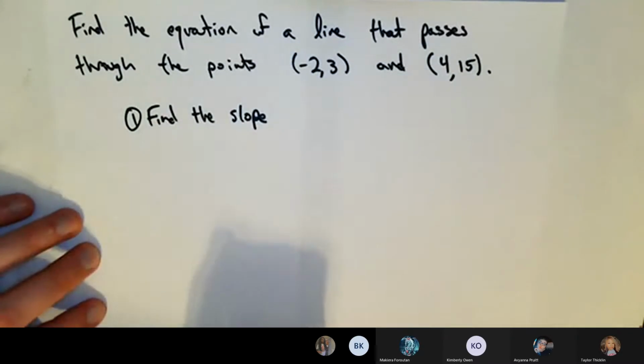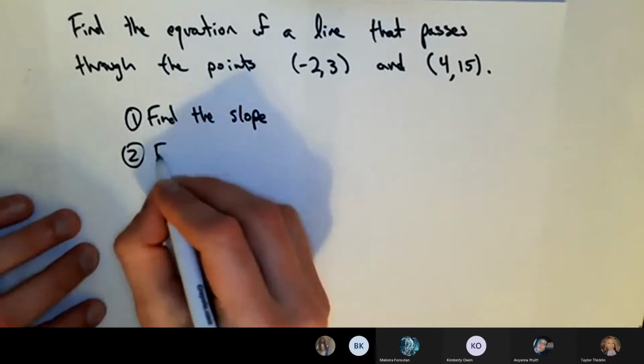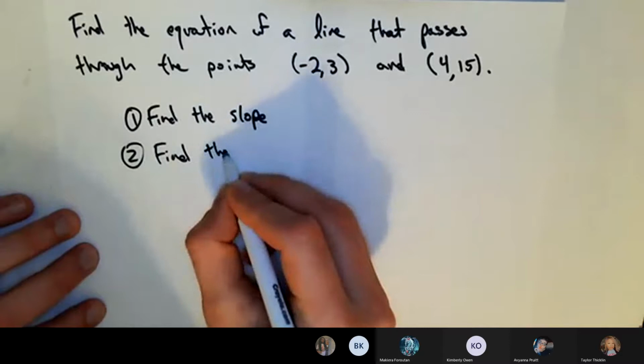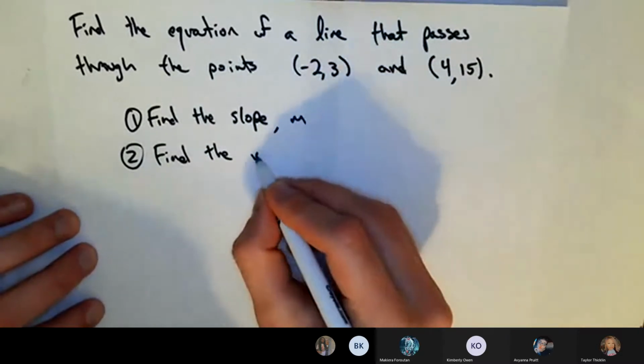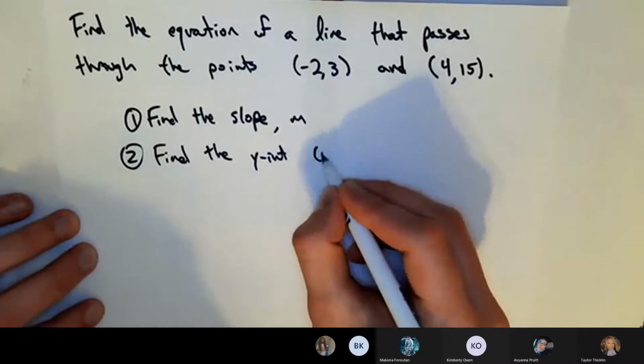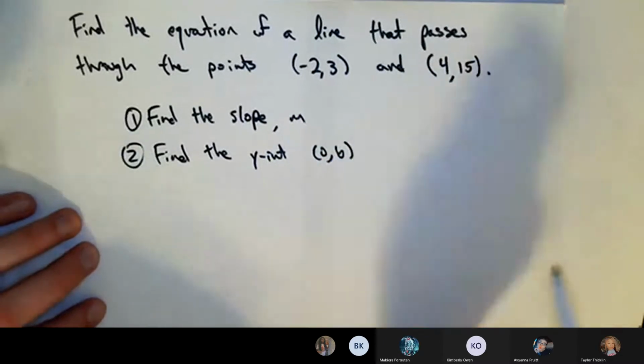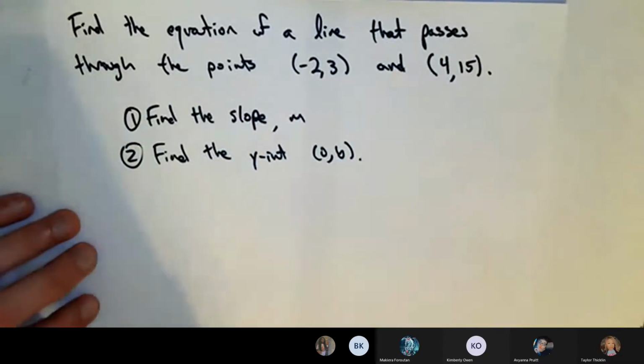That's going to be step 1, and then we're going to find the y-intercept. Because those are the 2 parts that build the y equals mx plus b, right? The m and the y-intercept, 0, b, which really we want the b, right? But if we get this, then we'll have b.